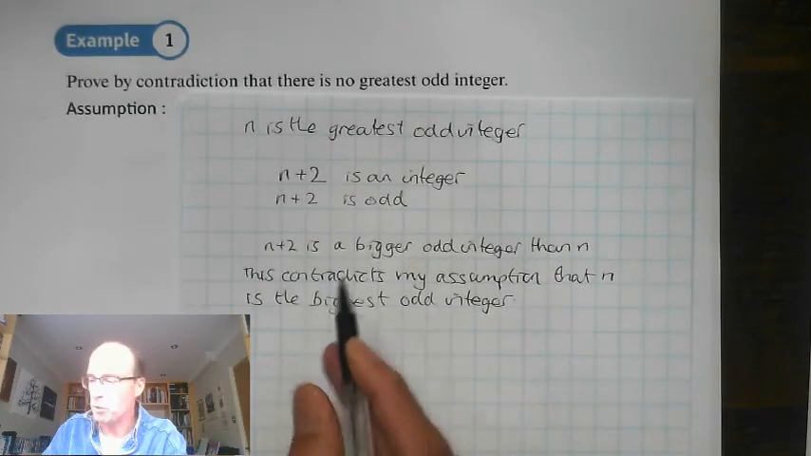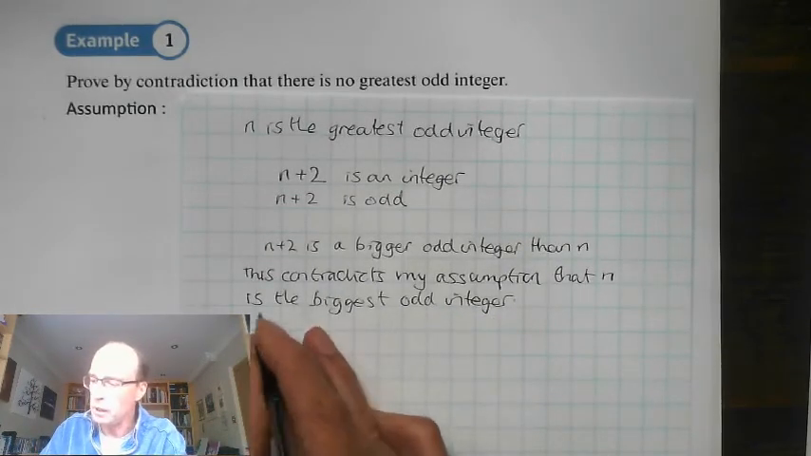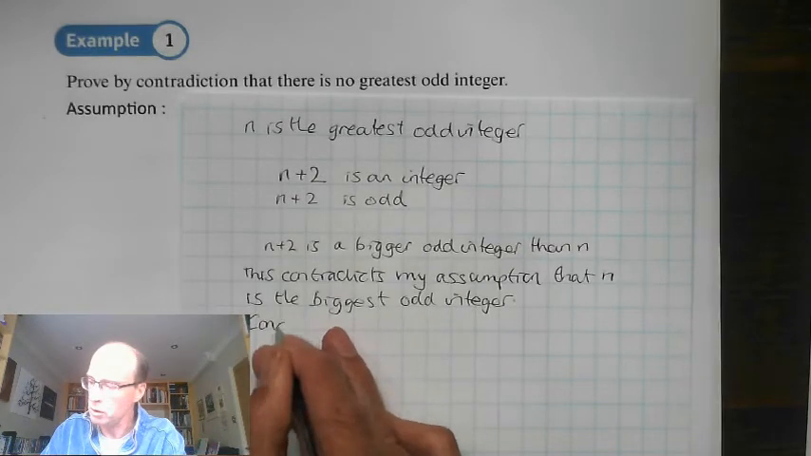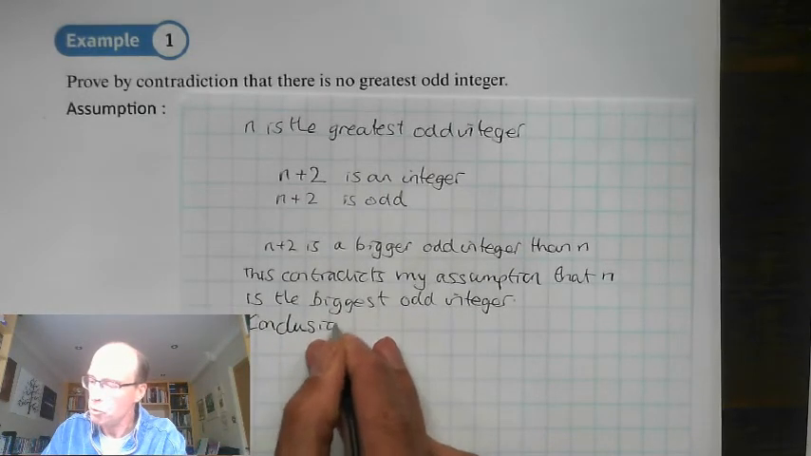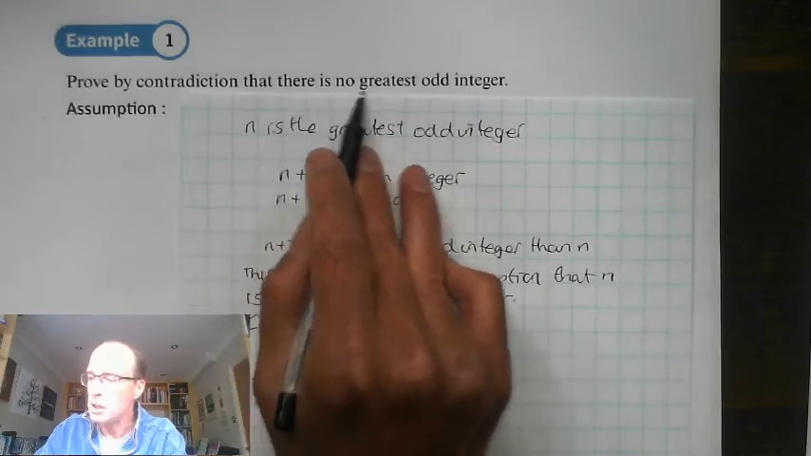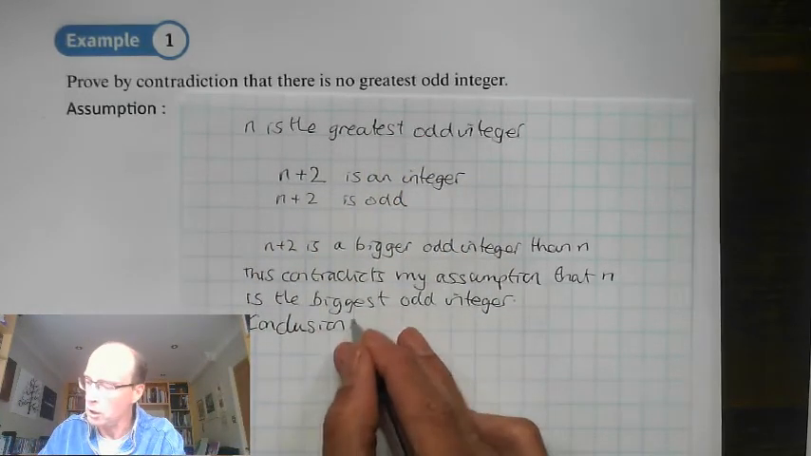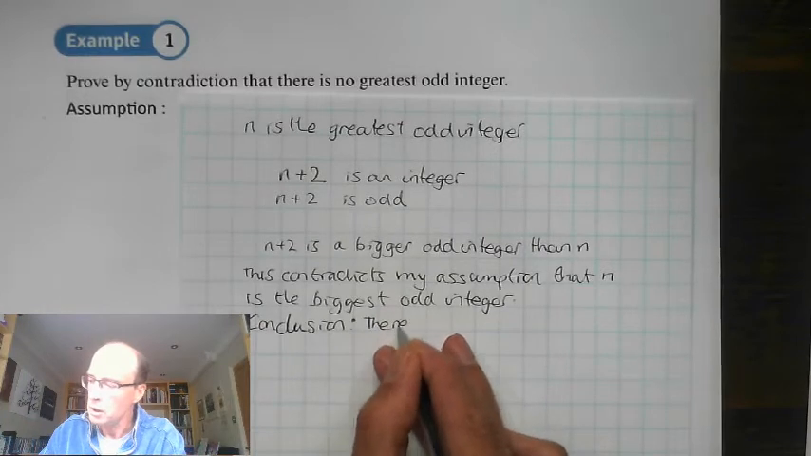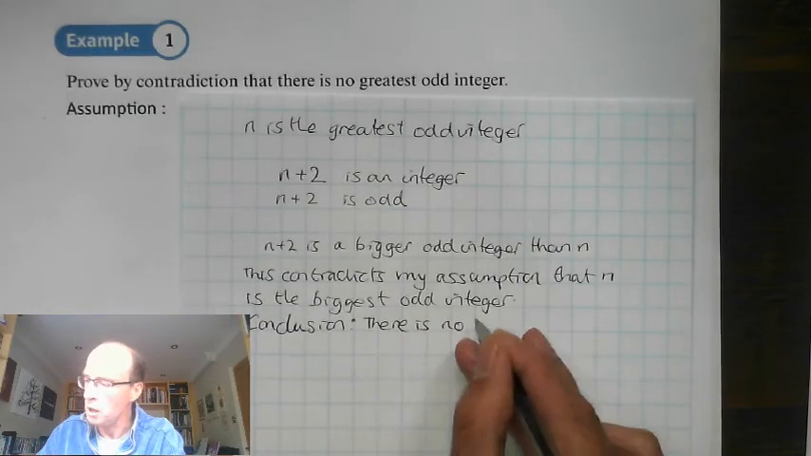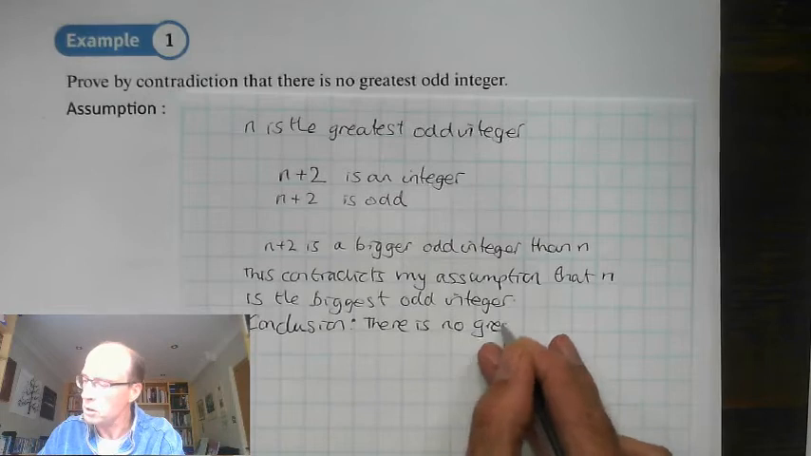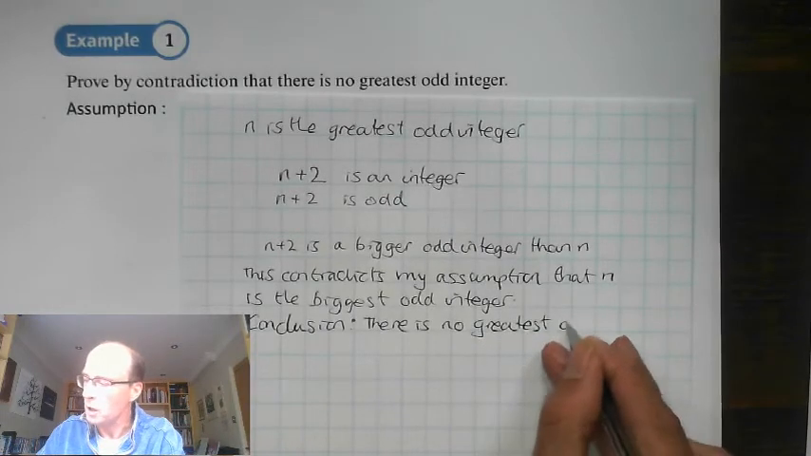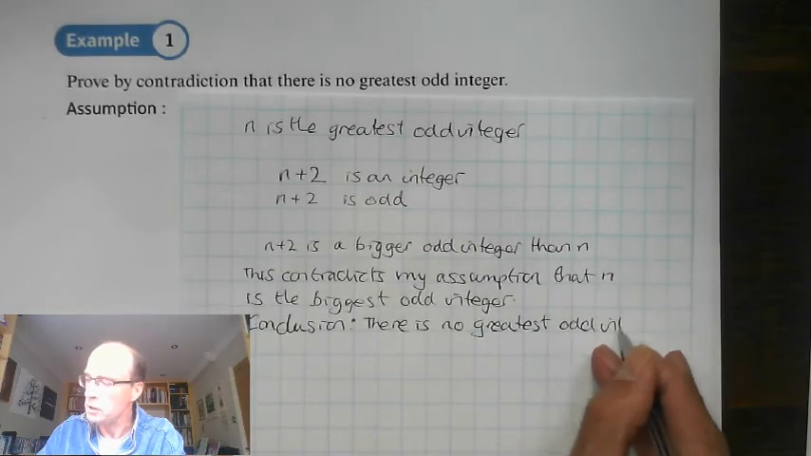Okay, step 3. Step number 4, we need the conclusion. Let's write conclusion. Reread the question. There is no greatest odd integer. That's what I'm going to write for my conclusion. Conclusion. There is no greatest odd integer.